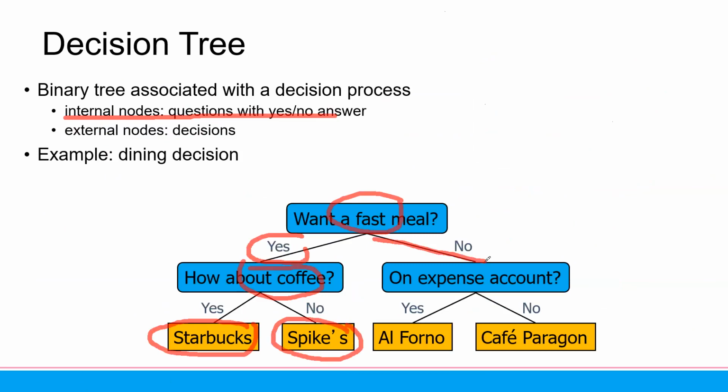And then if you do not want to have a fast meal, so you want to have fine dining, maybe on an expense account, then it depends on whether it is expensive or not. If no problem with the price, then you can go to this restaurant. If you need to consider the price, then you can go to this restaurant. So the external nodes are the decision, the place.